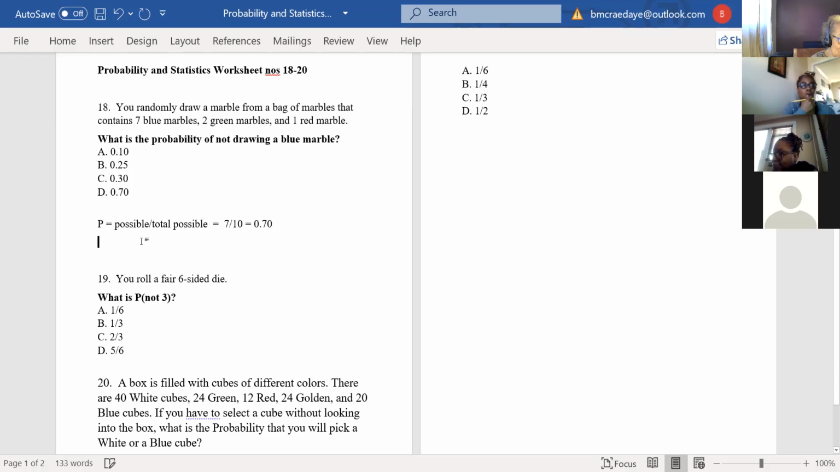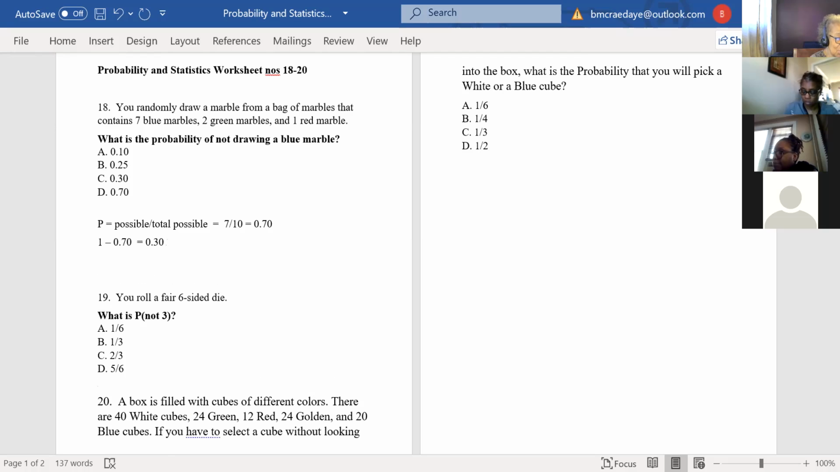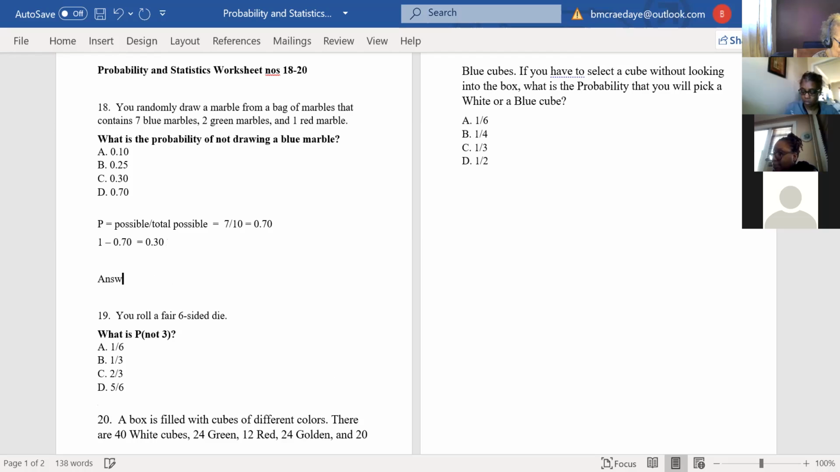So there are 2 ways you can do it. You could say 1 minus 0.70 equals 0.30. So your answer is what you said, Maureen. Why didn't you stay with your answer? My answer was right. Yes, but I want to make sure you know why you said what you said. The question was, what is the probability of not drawing a blue?